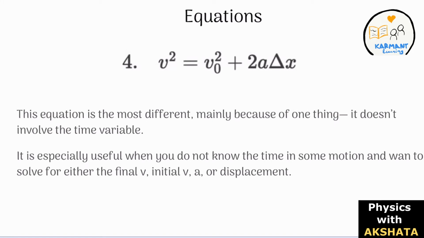This equation is one of my favorites. It does not include time. If you can see, there is no time variable. So basically, this equation relates the final velocity squared, which equals the initial velocity squared plus 2 times the acceleration times the change in displacement. So this equation is especially helpful if you don't know the time period or don't want to bother solving for it. It's a quick, direct way to solve for other variables without complications.